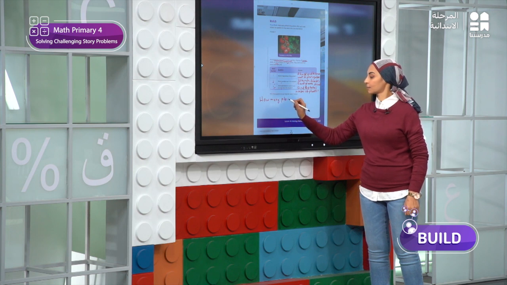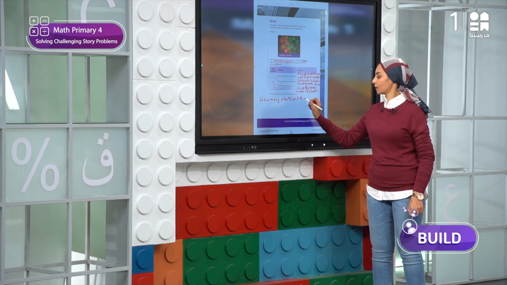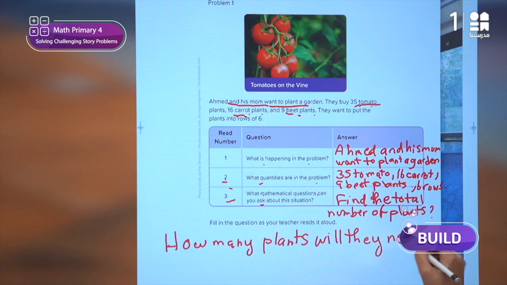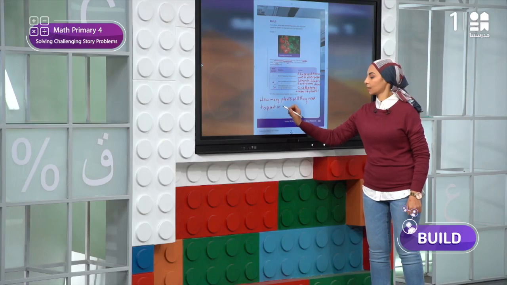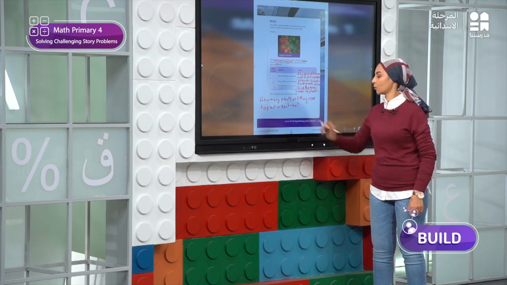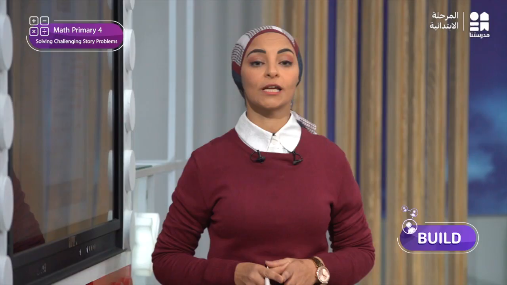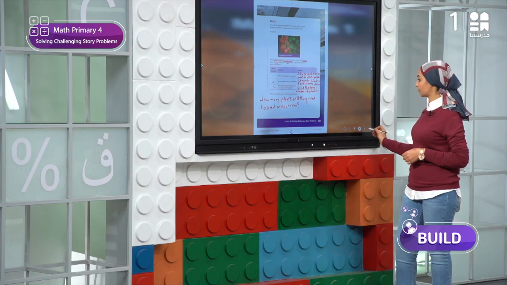plants will they need? How many plants will they need to plant in each row? For each row, how many plants will they need to make? Okay, now first we need to find the total number of plants. Let's solve it together.